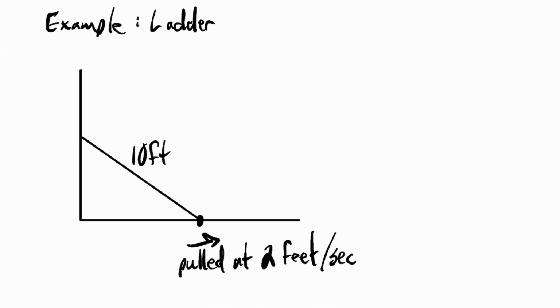Now, the classic question is, of course, the bottom is moving out, and it's going to end up on the floor at the end. At what rate is the top of the ladder moving? Because it's not 2 feet per second.